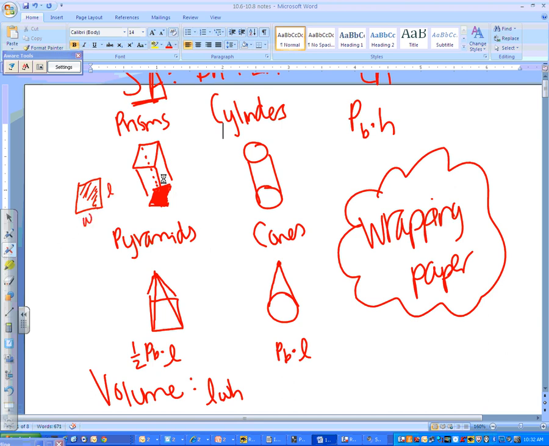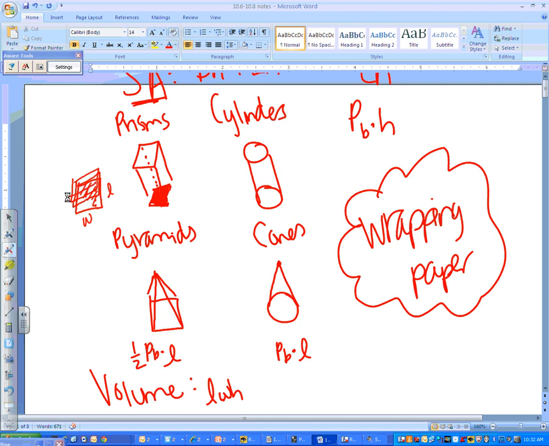Now, how many papers can I stack in here? Well, I can keep going. I can stack another sheet of paper right on top of it, and it would be the same, right? Length times width. And I could stick another one right on top of it, and it would have the same length and width, right?